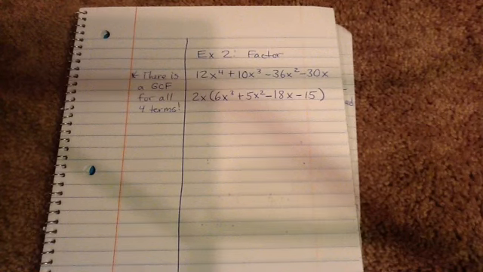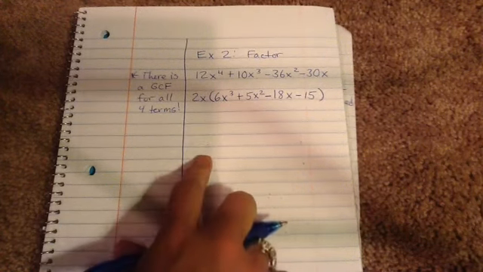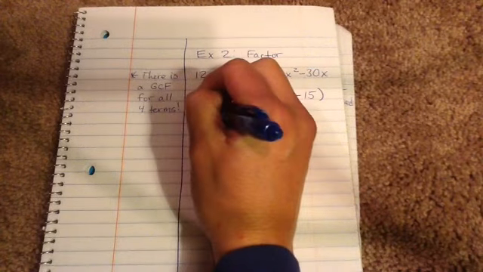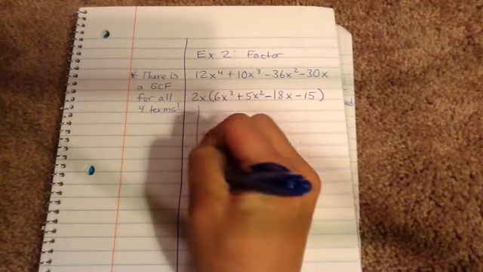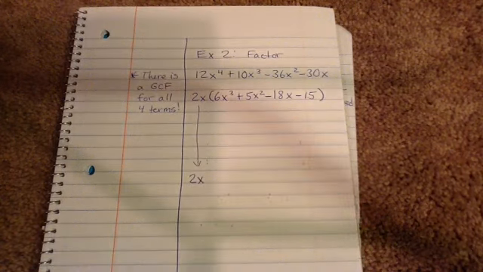Now from here, don't lose this 2x. This 2x is going to go down. So if you need to, put an arrow or something all the way down here where you're going to put your answer and put your 2x there so you don't lose it.